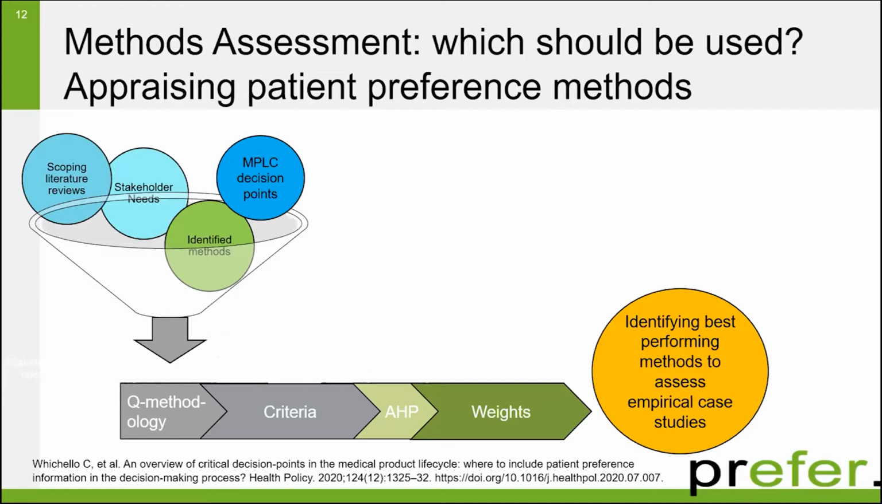We looked at the preference research methods out there based on the literature reviews and the stakeholder needs and the different methods that had been identified. And we conducted a preference study to see what people valued in preference studies. And very briefly, we just wanted to identify which methods, therefore, performed best based on these criteria and should be brought forth in the case studies.